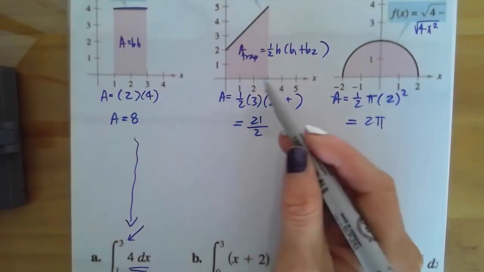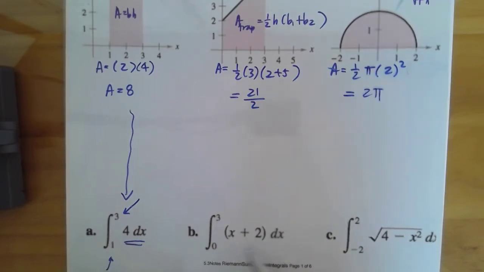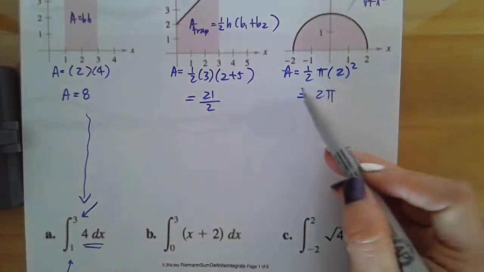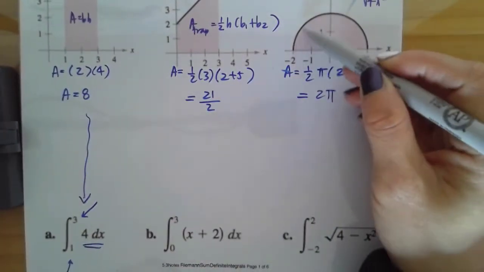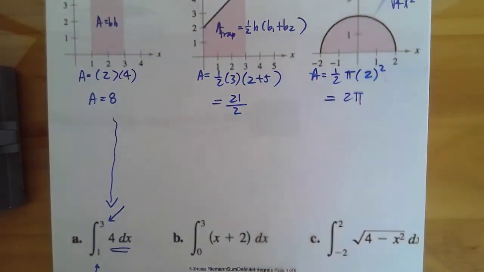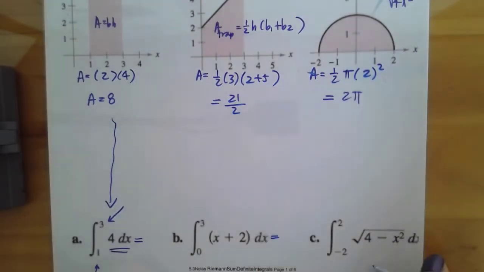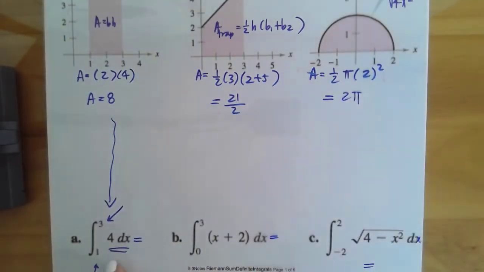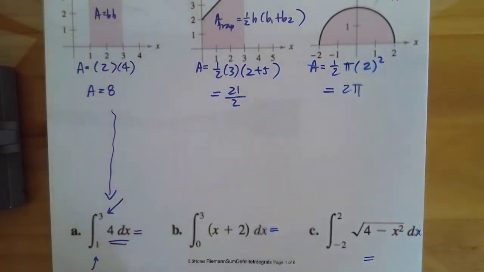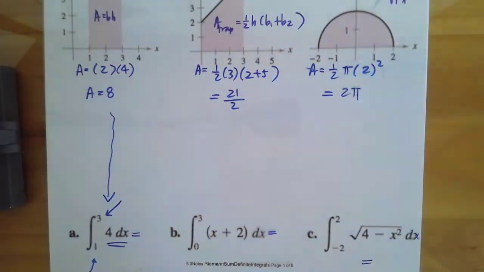Again, here the lower bound is 0, the upper bound is 3, and this is your function, which we know how to write. Same thing, negative 2 to 2, and we have this semicircle here, and this is the equation for the semicircle, and we put that equation here. It's very cool that if you plug this definite integral into your calculator, earlier we were not using lower bound and upper bound, which is why it distinguishes definite from indefinite integrals, you get 8, 21 over 2, and 2 pi. Cool, huh?